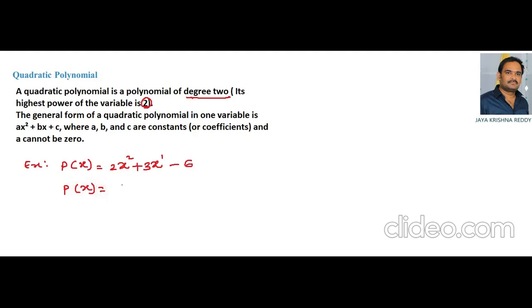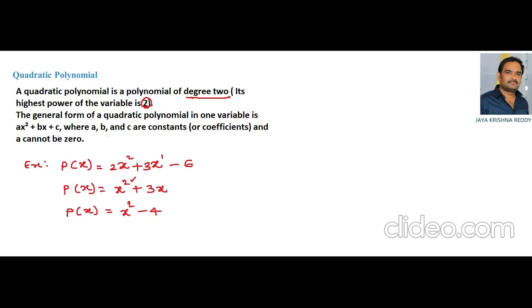p of x equals x square plus 3x. This is also a quadratic polynomial even though the constant term is not there, because its highest exponent is 2. And one more example we can write: p of x equals x square minus 4. This is also a quadratic polynomial even though the x term is not there, because here the variable is x and its exponent is 2, so its degree is 2. It is a quadratic polynomial.